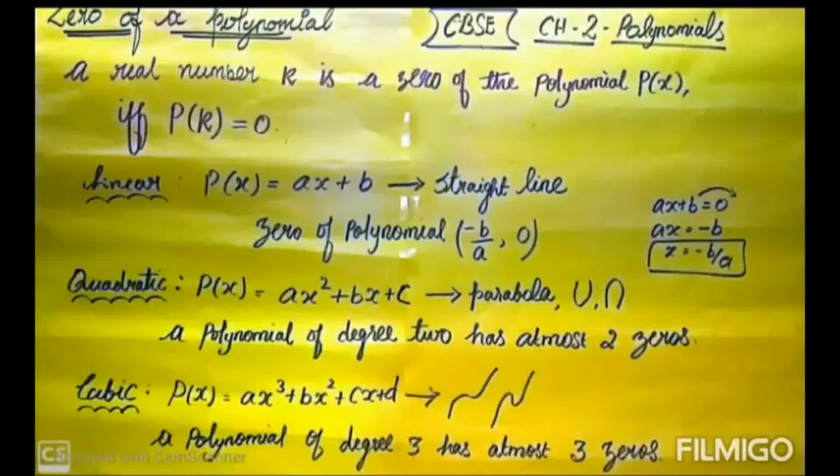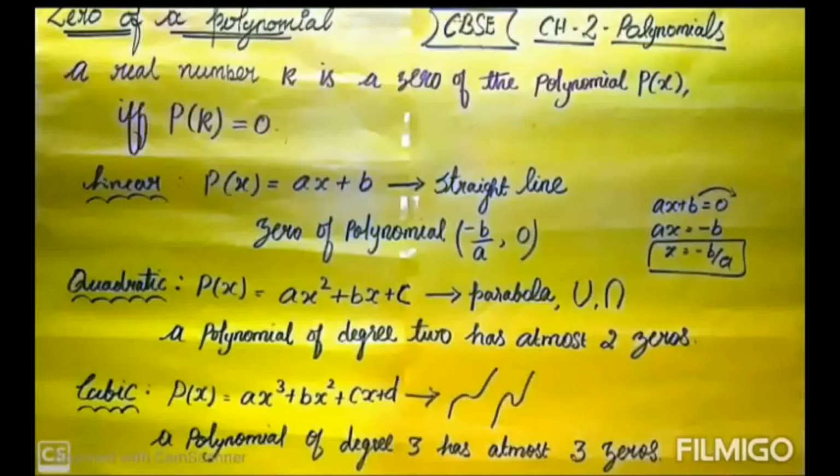How do we get this? Look here: ax plus b equals 0. When we transpose b to the other side, plus becomes minus. So ax equals minus b. Next you have to transpose a to the other side; it is multiplied with x as a product, so it changes into division. So x equals minus b by a.